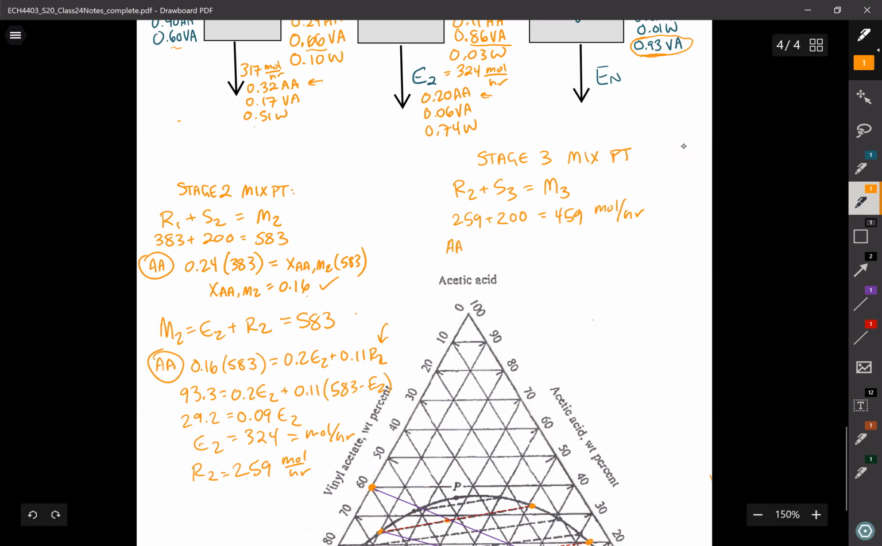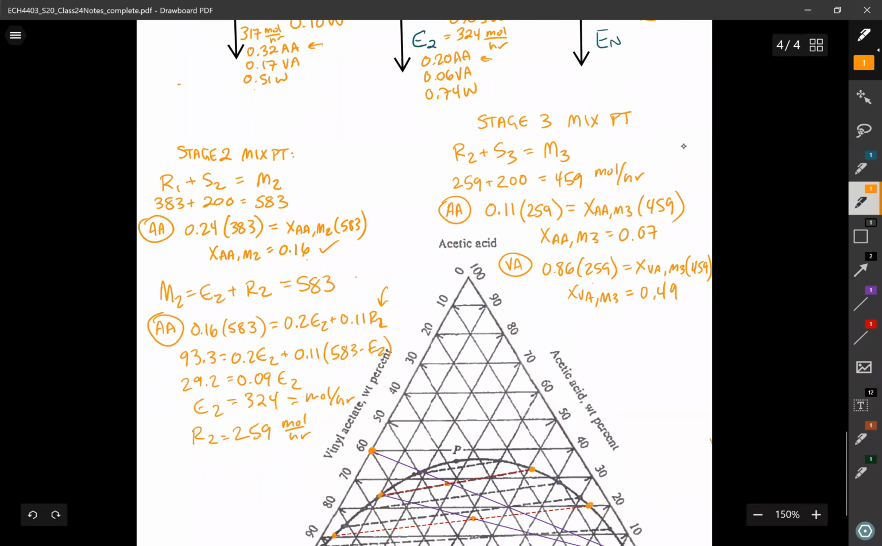I just need one more material balance, so we'll do acetic acid for a third time. The composition of acetic acid in R2 is 11%. Flow rate is 259. That is equal to X acetic acid mix 3 times 459. And X acetic acid mix 3 is 0.07. And then I also did vinyl acetate just to double check again. But vinyl acetate was 0.86 times 259 equals X vinyl acetate mix 3 times 459. The result is X vinyl acetate mix 3 is 0.49.